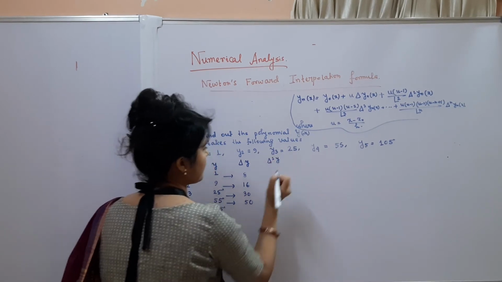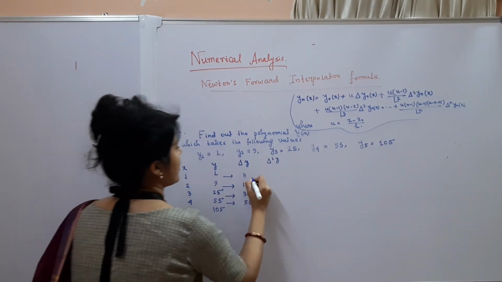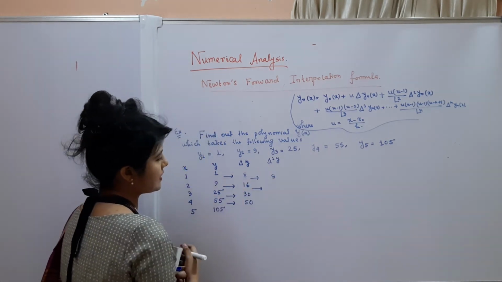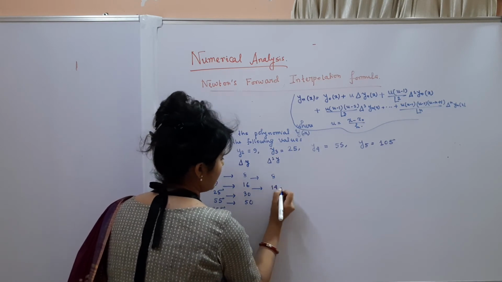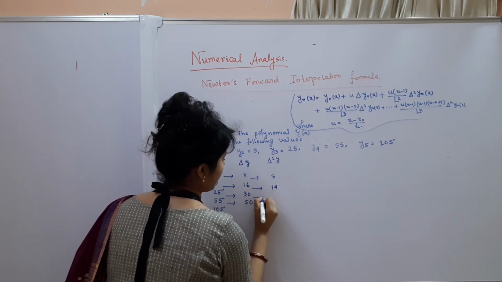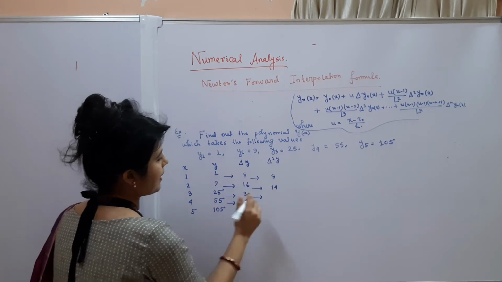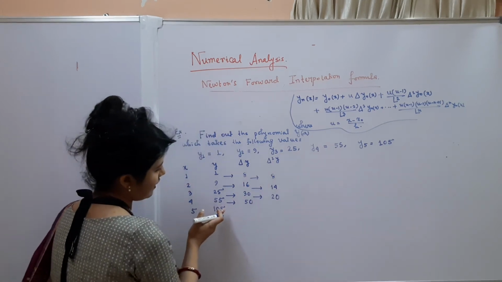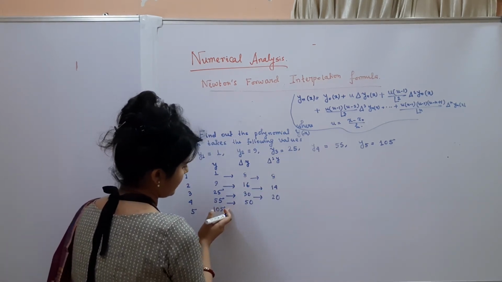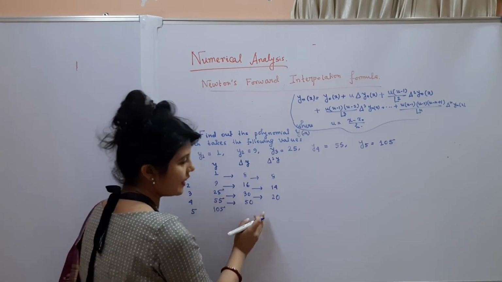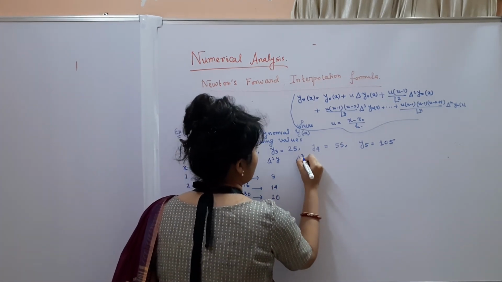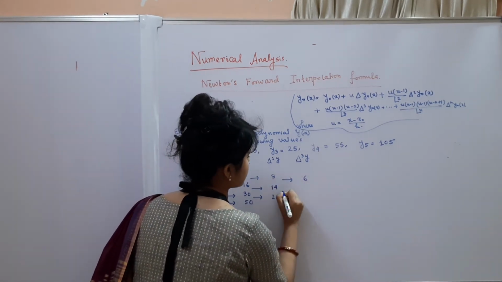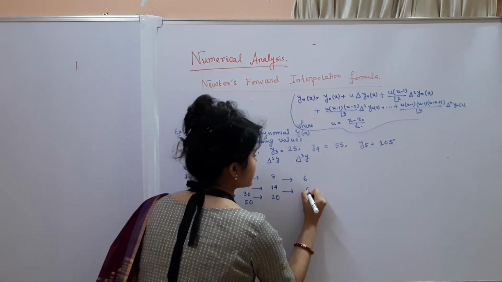Now what is the second difference? That is delta square y. So what is delta square y? 16 minus 8 is 8, 30 minus 16 is 14, and 50 minus 30 is 20, right? So notice that the number of values is decreasing in every step by 1. Now delta cube y: 14 minus 8 is 6, 20 minus 14 is again 6.